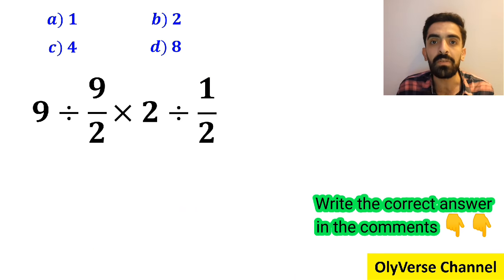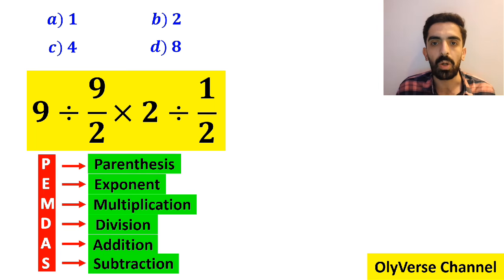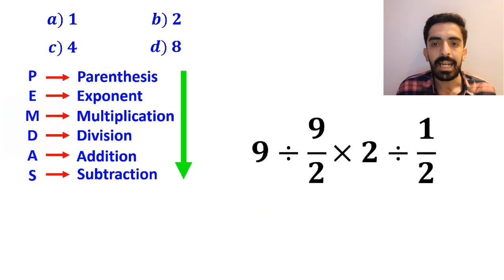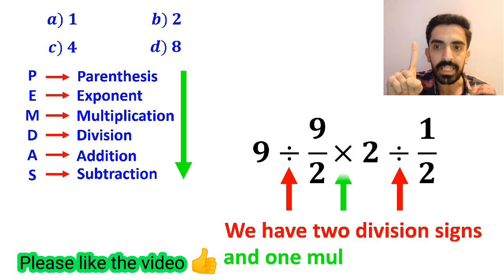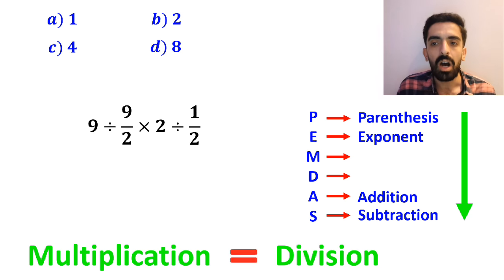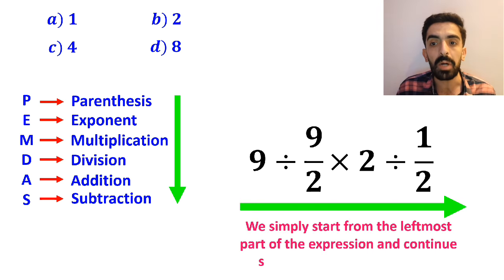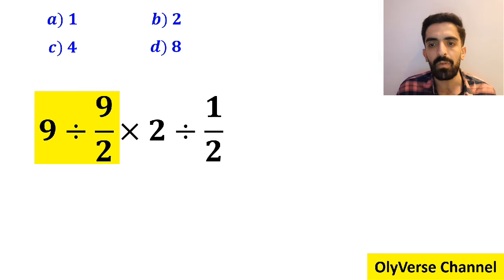Now let me show you how to solve this expression properly. To solve this question, we need to apply the PEMDAS rule. It means that we must stick to the correct order of operations and go through it from top to bottom step by step. Alright, as you can see in the image, in this expression, we have two division signs and one multiplication sign. It's very important to remember that multiplication and division are on the same level of precedence. So, in this case, we simply start from the leftmost part of the expression and continue step by step toward the right. It means that we begin with the expression 9 divided by 9 over 2, which I have marked in yellow.